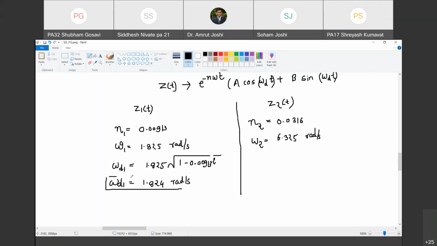It is important to emphasize the unit. This is not in hertz. It is in radian per second. How do you get the first natural frequency in hertz? You have to multiply this by 2 pi so that you get the first natural frequency in hertz.